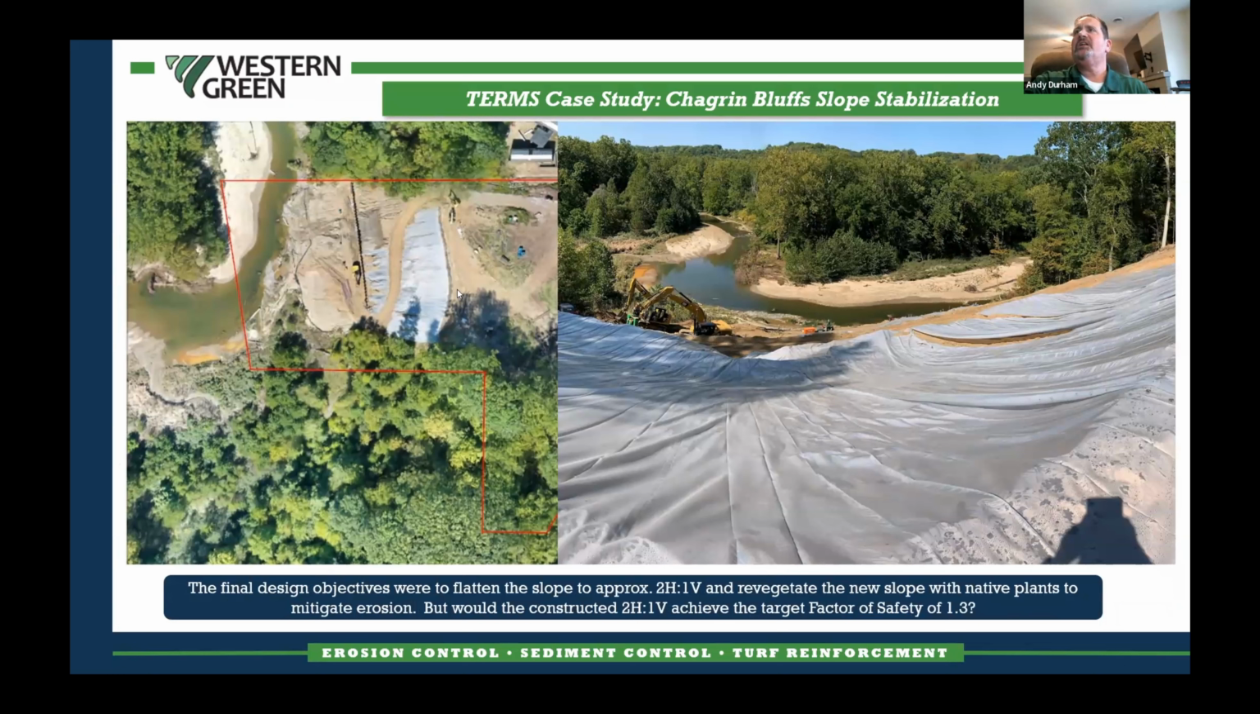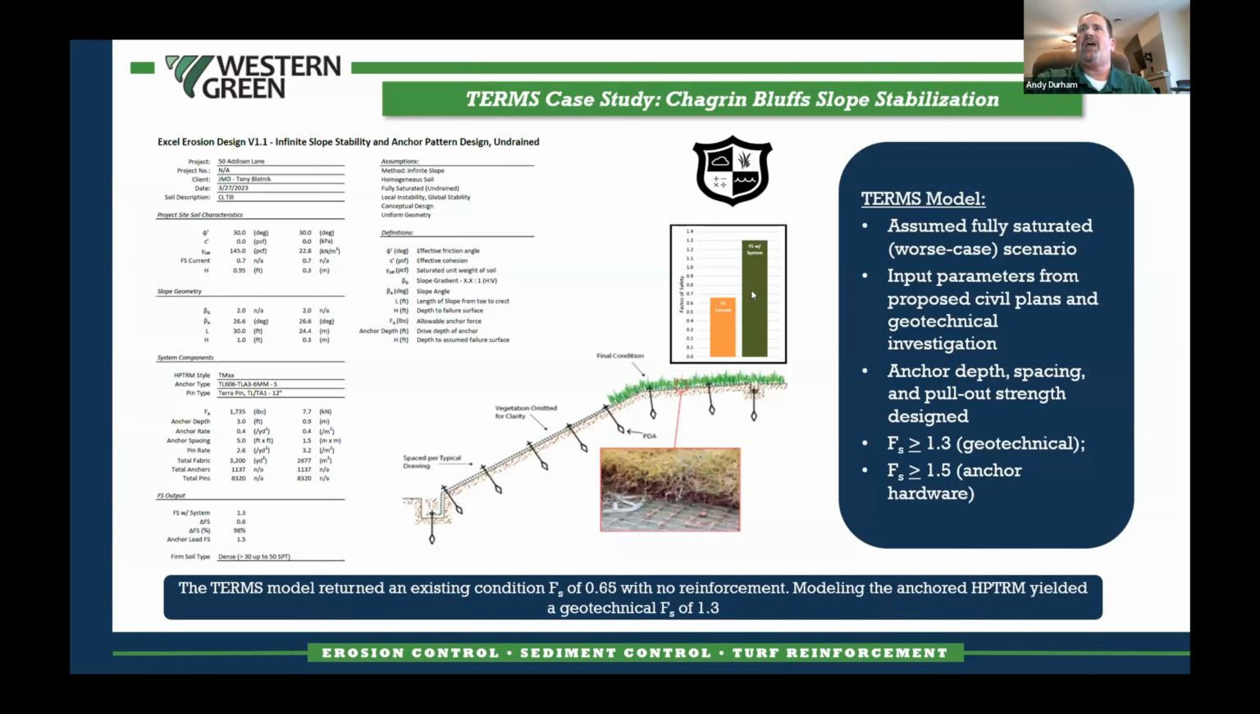But the big question at this point was, if they graded this slope out to a 2-to-1 with this retaining wall at the bottom and this lot line at the top, would that slope be globally stable or geotechnically stable to keep it from failing more than just what erosion would cause? And the answer was a resounding no.